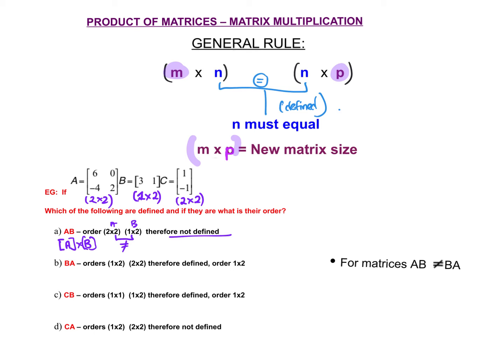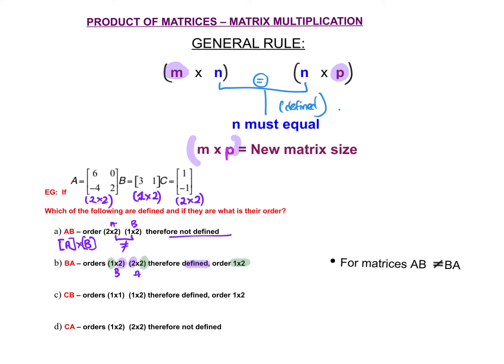But we notice when we do these ones, when this was B and this was A, these two numbers in here are equal, so it's defined, and the answer will have those two, and there's the answer, a 1 by 2, okay? So, and then they go through the rest.